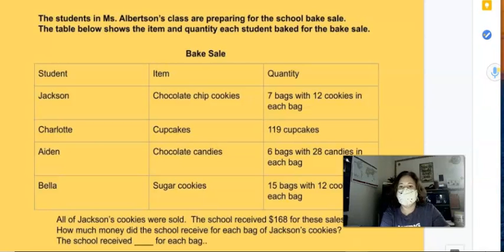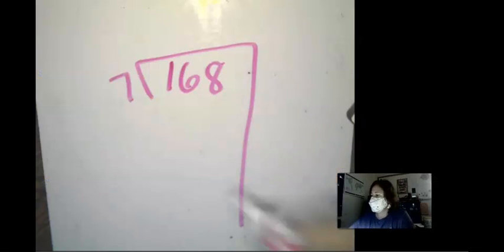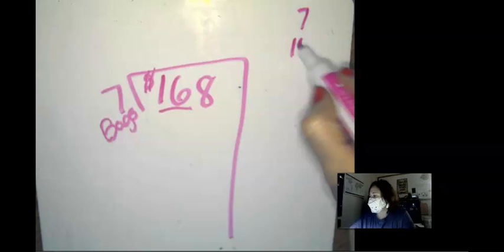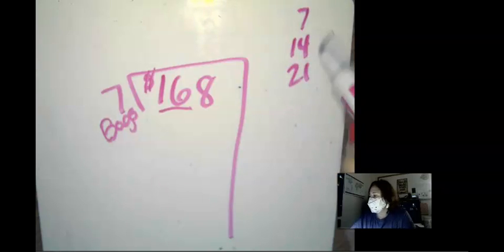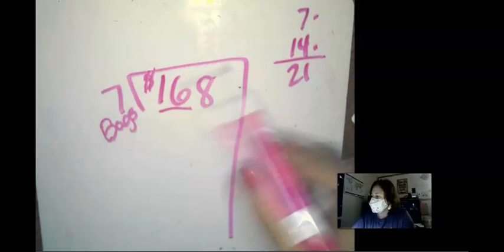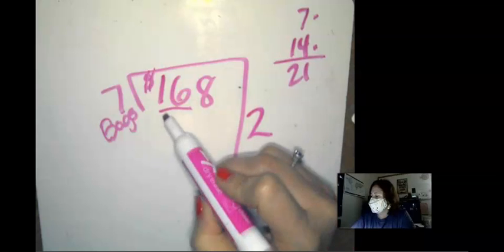Correct, we're going to divide. 168 divided by 7. All right, so we have $168 that was received from selling 7 bags of chocolate chip cookies, right? 7 will not fit into 1, but 7 will go into 16. How many times does 7 go into 16 without going over? 7, 14, 21. Okay, 21's too big, so we're going to stop at 14. It goes in there twice. Okay, 7 times 2 is 14.